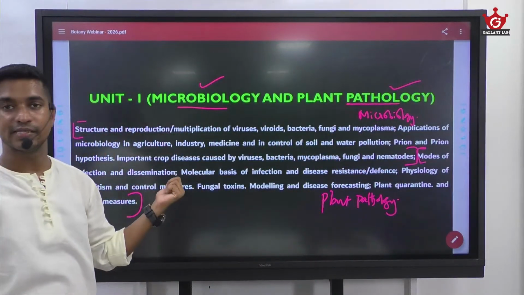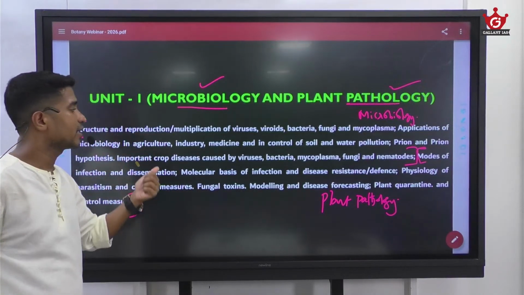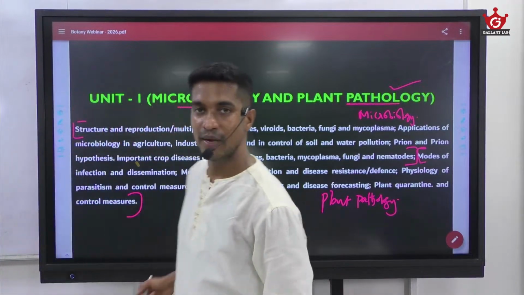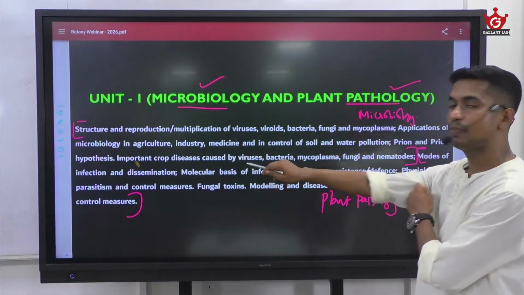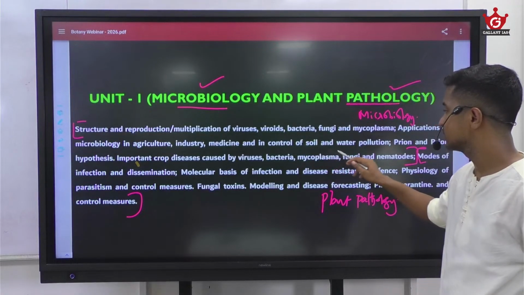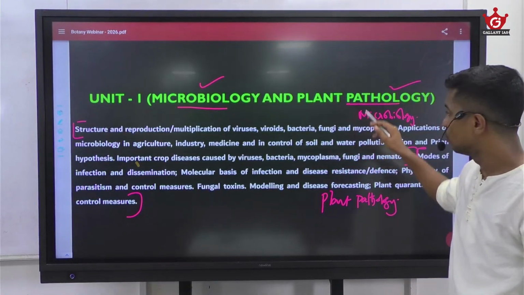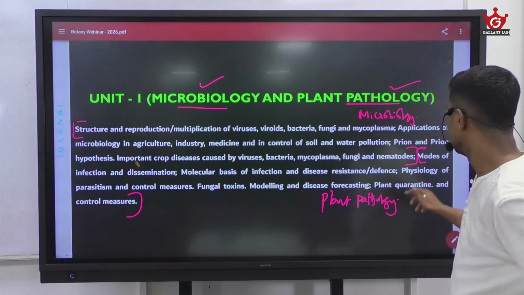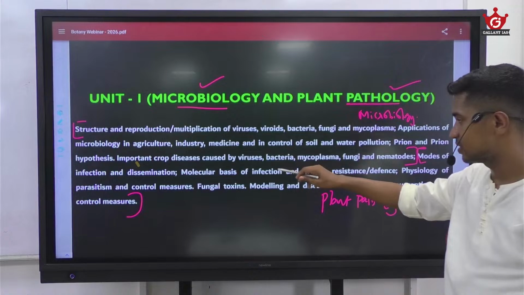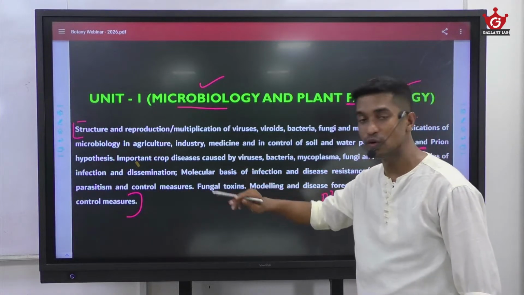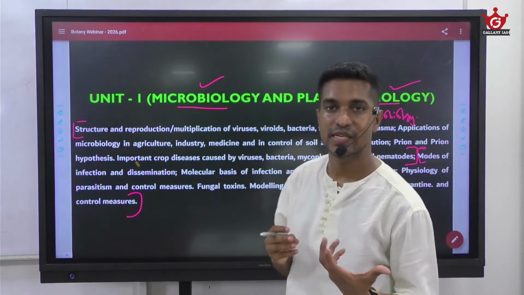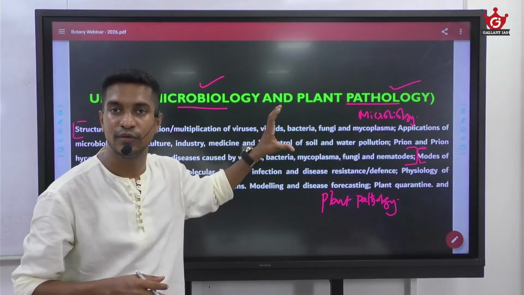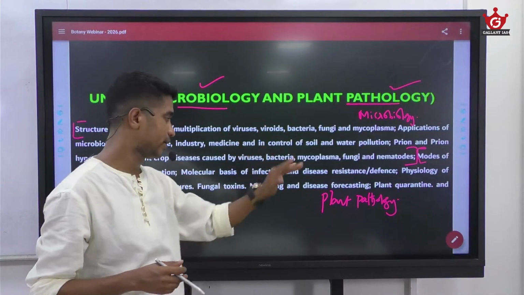In the syllabus, the structure and reproduction of viruses, viroids, bacteria, fungi and mycoplasma, till the important crop diseases caused by viruses, bacteria, mycoplasma, fungi and nematodes, come under the microbiology part. The modes of infection and dissemination, to plant quarantine and control measures, come under the plant pathology part. So this is the first unit of paper 1.